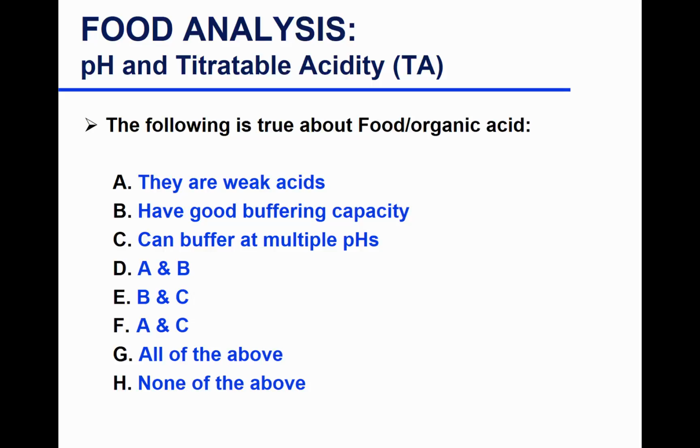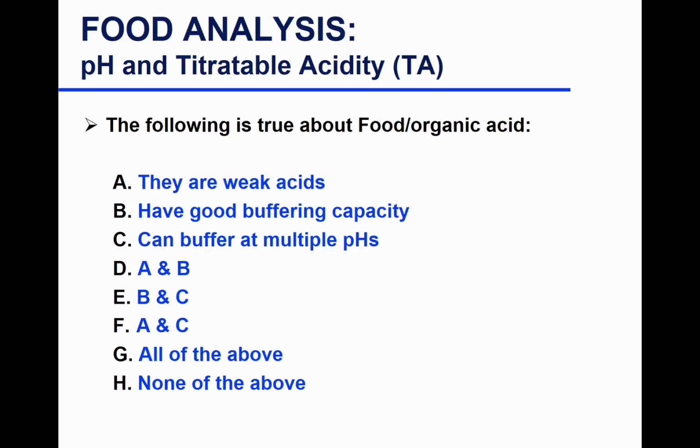They have good buffering capacity because they exist as associated and dissociated. If you titrate with a base, they will reluctantly give you their proton. And if you titrate with the acid, they will capture that proton. So they buffer. They can buffer at multiple pH.